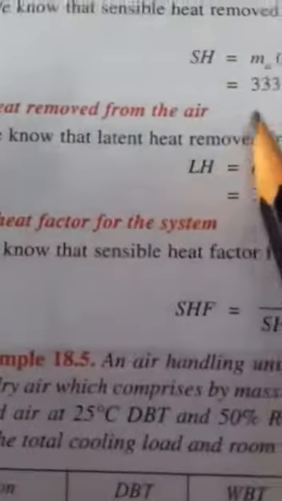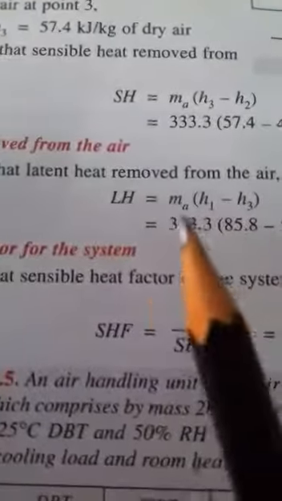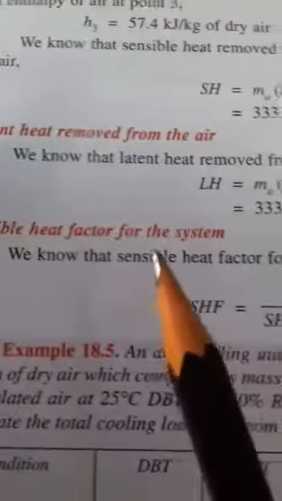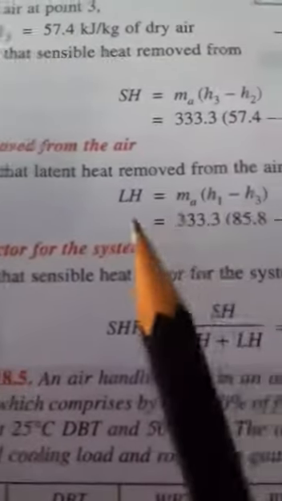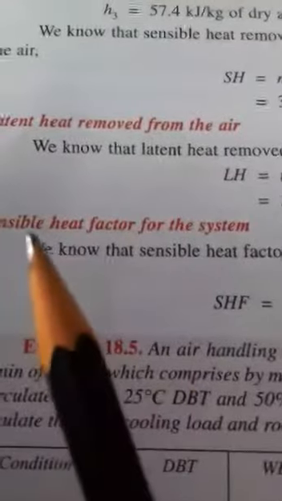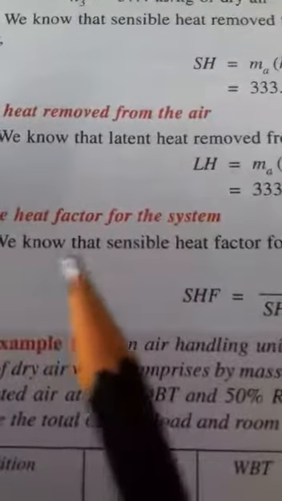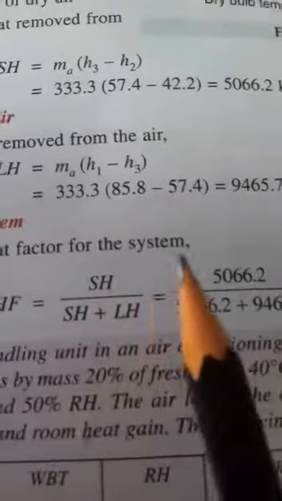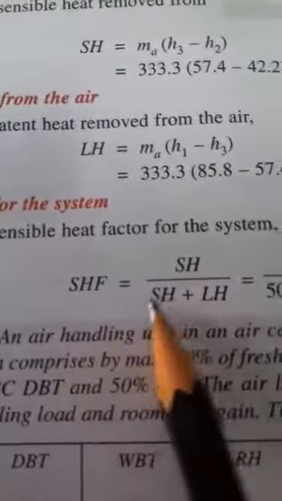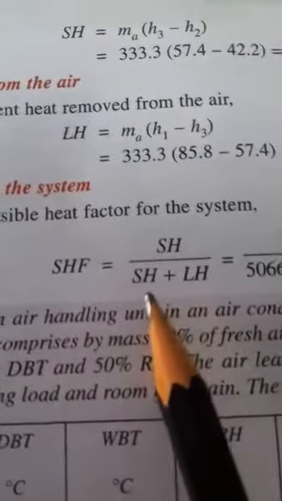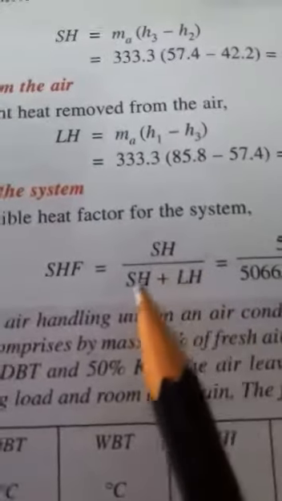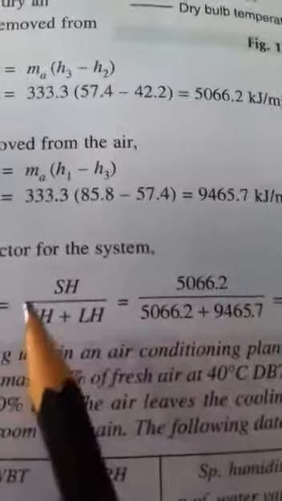Next part, the sensible heat factor for the system. We know that the sensible heat factor is equal to sensible heat divided by sensible heat plus latent heat. We have already calculated all these factors. Sensible heat we have calculated as 5066.2, and latent heat we have calculated as 9465.7. So we calculate it and we get the answer, 0.348.